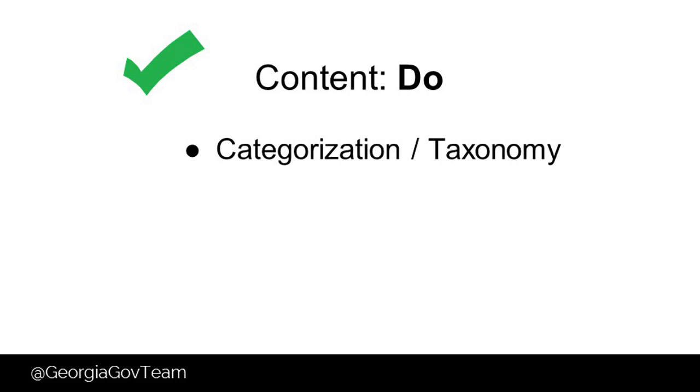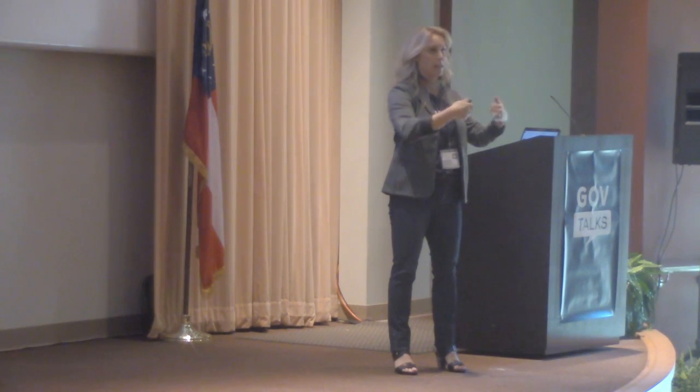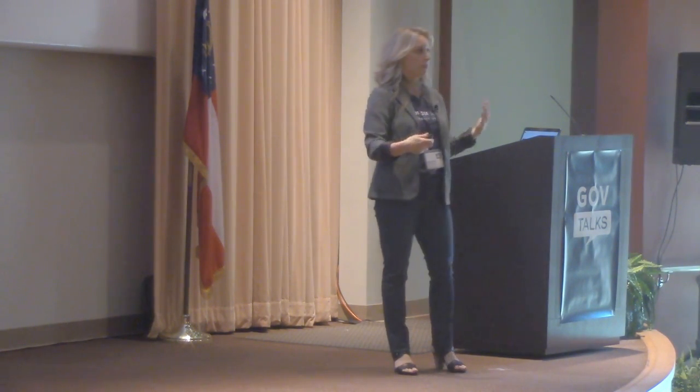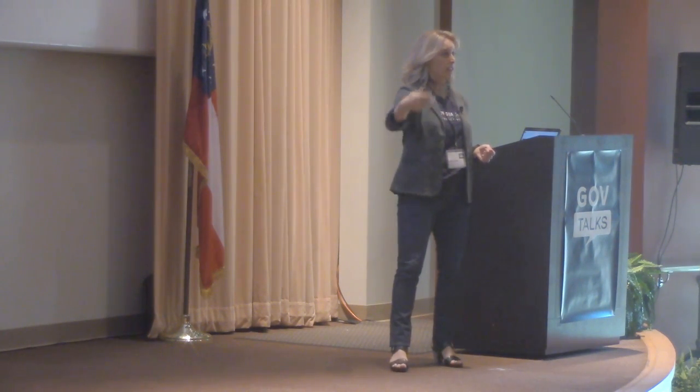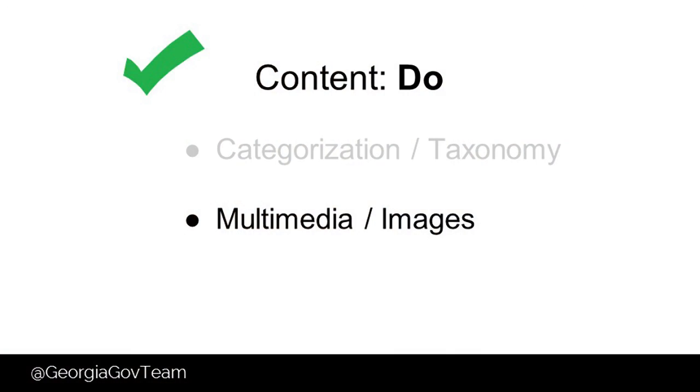Content do's. So, taxonomy and categorization. Well, that comes back to the UI. Categorizing your information so that people logically can understand what comes next, what they can find and what they can expect to find under different buckets of information. Multimedia and images. I know I said about the bling, but definitely keep in mind that when we're going to be all omniscient and omnichannel, that it includes everything.